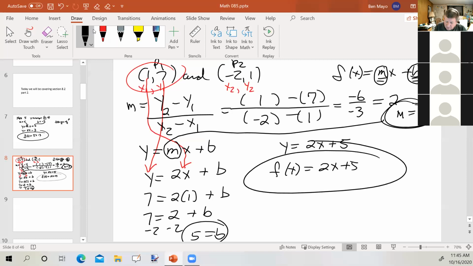Now, a question you might have is, what if we use this point instead? If we used that point instead, we would still get b equals 5. Do you want me to show you and prove that to you, or are you good to go? I'm good. All righty. You'll just believe anything I say today? No. Yes. All right. We okay with this problem? Any questions? I'm okay. All right.